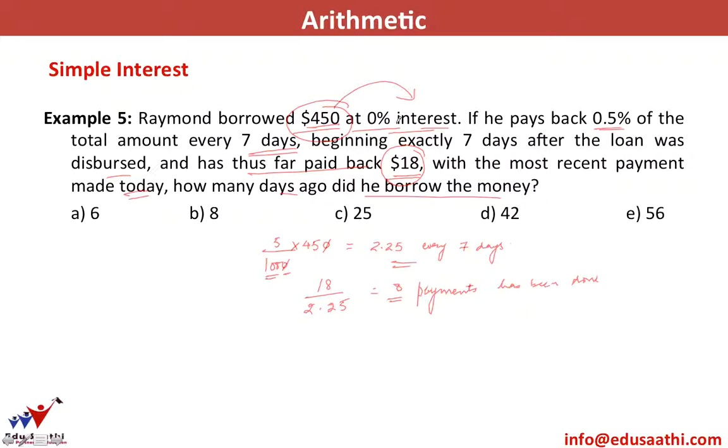So look at it. How many days ago did he borrow it on? The first payment was 7. The second payment would be after 14. The third payment would be after 21 days. So the 8th payment would be after 8 into 7, which is 56 days. So 56 days ago, he borrowed the money.